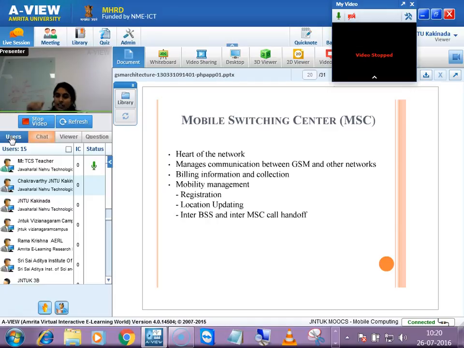It will recognize that, and it will route the packets from this MSC to the destination MSC. From the destination MSC, the call will go to the destination's base transceiver, and then to the user. Okay, and it is the heart of the network. It manages communication between GSM and other networks.